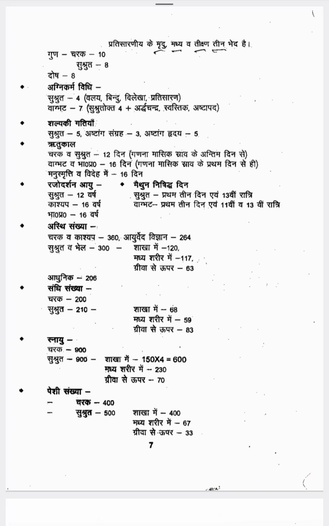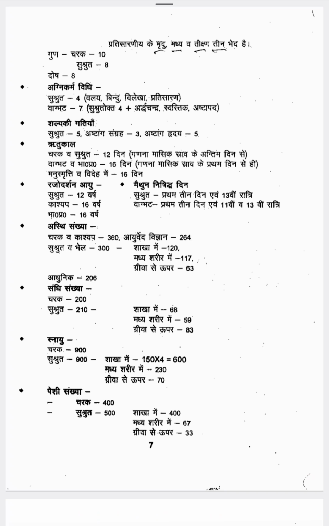Then Snayu. According to Charaka 900, Sushruta also 900 has mentioned. So 900 Snayu, how is it distributed? In Shakha 600 are there. In each limb 150 Snayu. So total 4 limbs are there, so 150 into 4, 600. So in Shakha Pradesha 600 Snayu, Madhya Sharira 230, and head and neck area 70 Snayus are there. So the total is 900 Snayu.